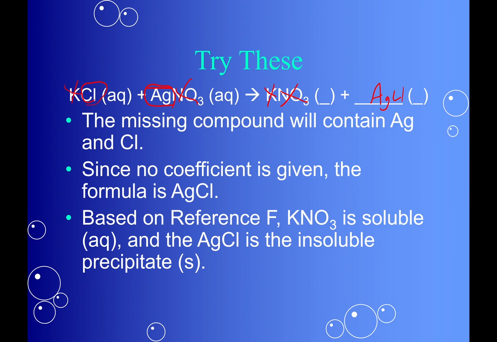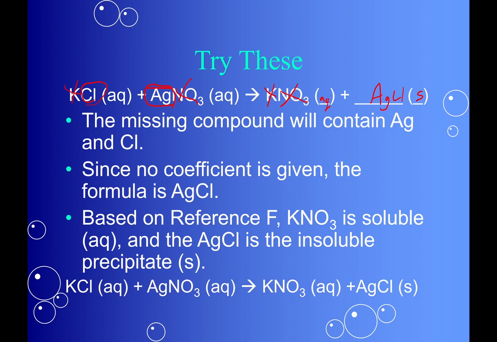According to reference table F, potassium nitrate is soluble, no exceptions, and the AgCl is the insoluble precipitate, as silver is an exception to a chloride to make it insoluble. So this will get our solid designation, and the potassium nitrate will remain dissolved in solution. And we can finish our reaction.